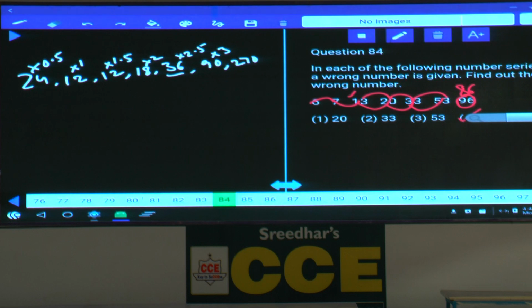Fibonacci series. 6 plus 7, 13. 7 plus 13, 20. 13 plus 20, 33. 20 plus 33 is the next number, 53. 33 plus 53 is the next number, that is 86, not 96.